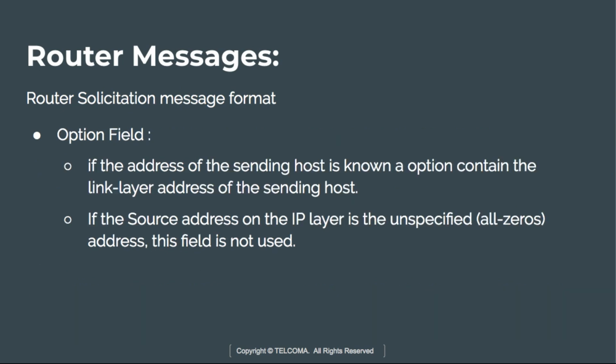After that is the option field. If the address of the sending host is known, then the option contains the link layer address of the sending host. It means if the address of the device sending this message is known, then it will contain the link layer address of the sending device, and if the source address on the IP layer is unspecified, then this field is not used. This is indicated as all zeros.